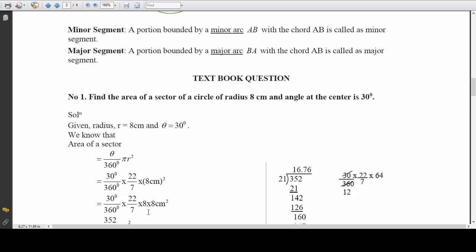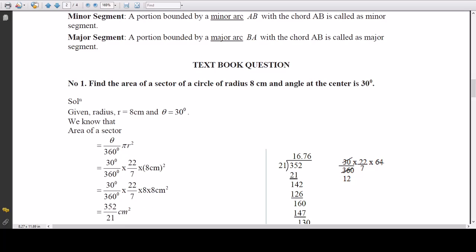8 centimeter square means 8 multiply 8, 64. Then 30 with 360, you go with 12. If you cancel 0 from numerator and denominator, you have 3 by 36. Then 3 multiply 12. Here on the right side, 8 square is 64. Cancelling this 3 and 36, you go with 12.